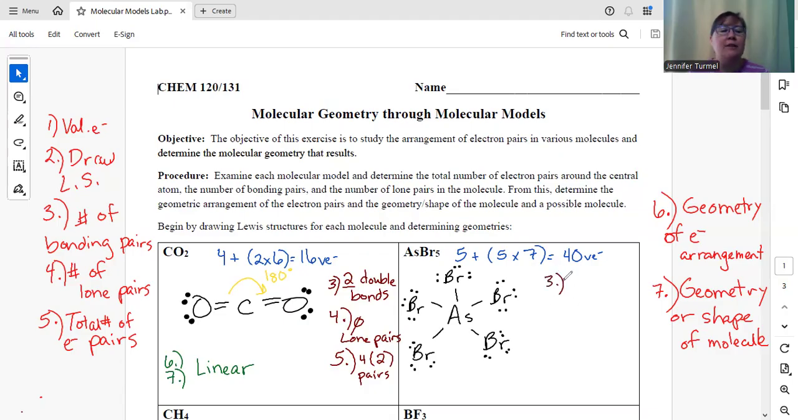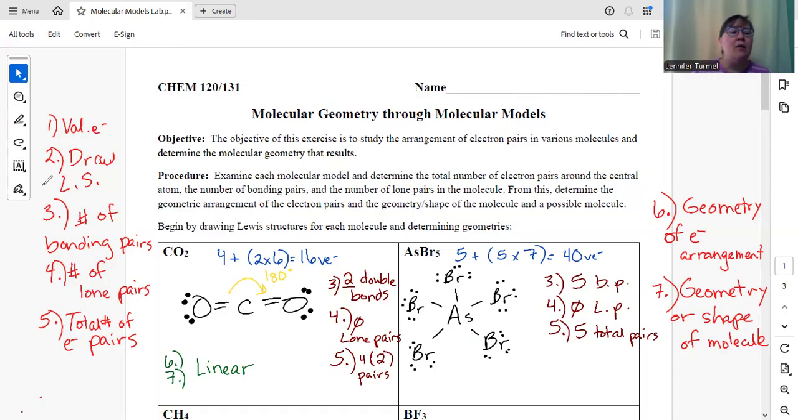Okay, number 3 is our total number of bonding pairs, and our total number of bonding pairs on the arsenic is 5. I'll just say BP for bonding pairs. And then number 4, we have 0 lone pairs. And for number 5, that means that we have 5 total pairs. And this is going to make sense when you get to the actual lab itself.